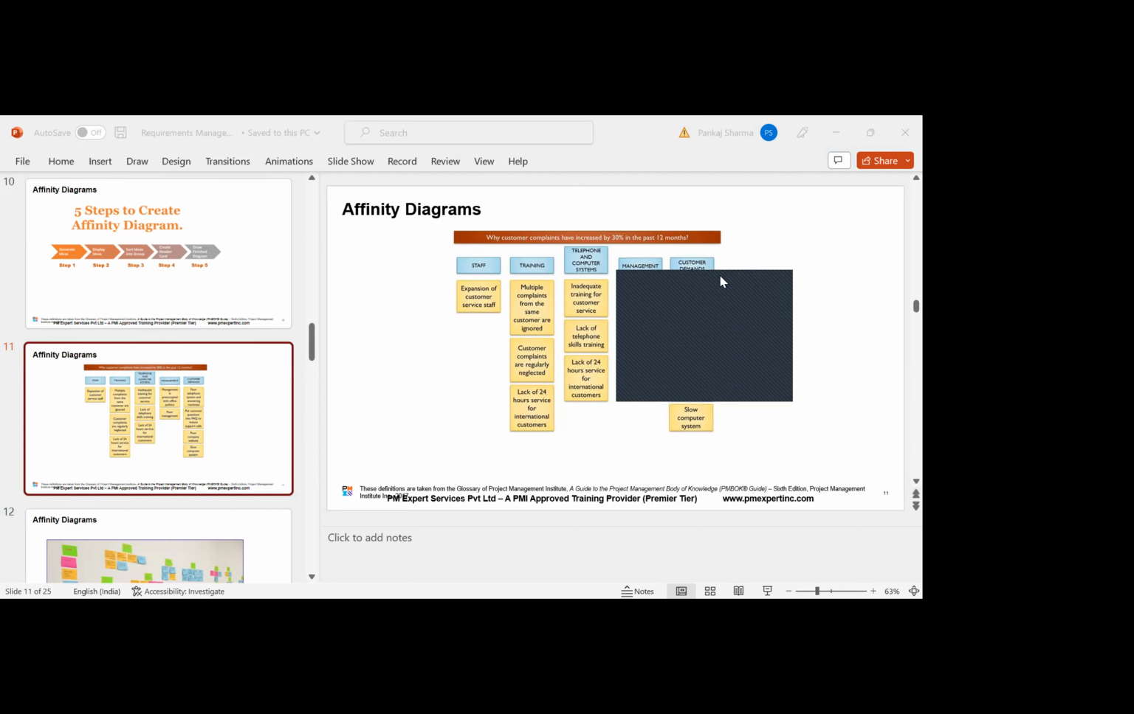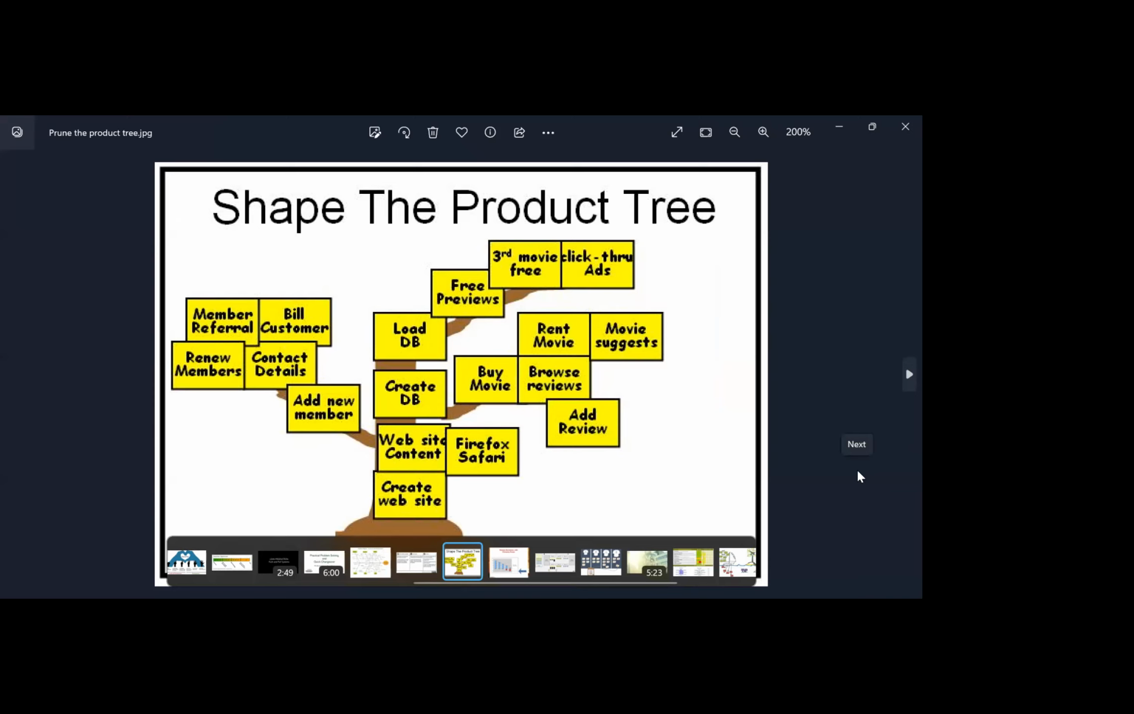Can you see this diagram? Now, this is prune the product tree. This is a diagram done for a product development, such as an online video library. In this prune the product tree approach, again, it's a visual depiction of requirements.